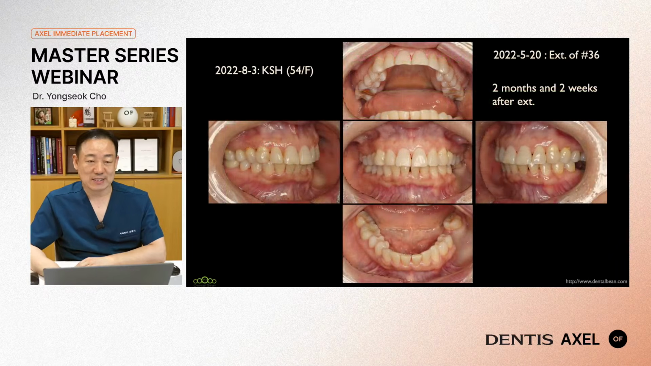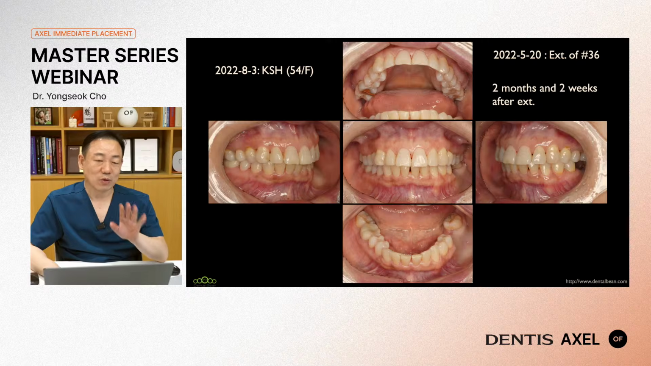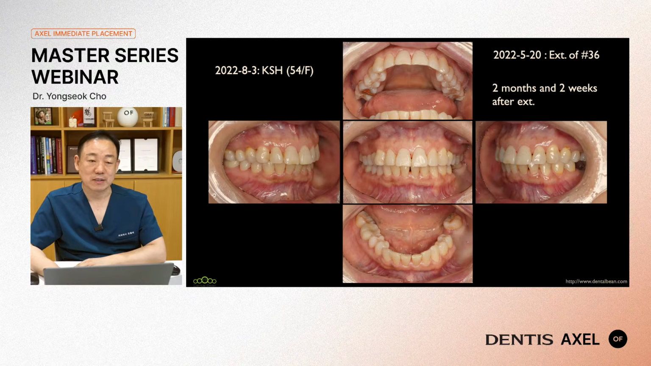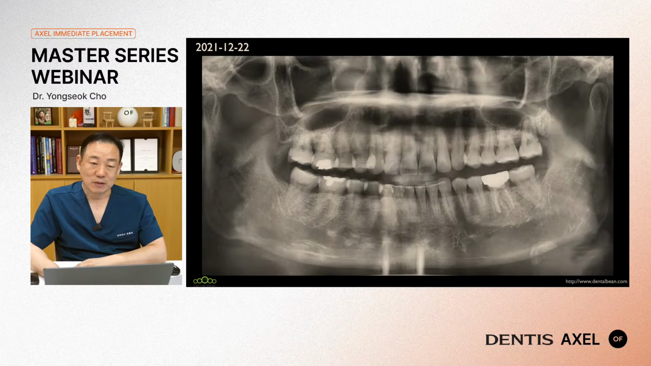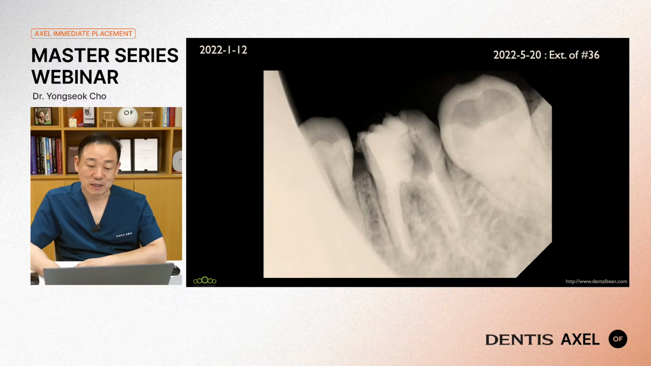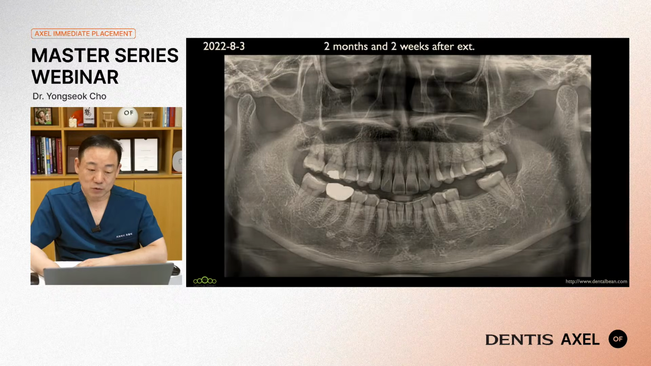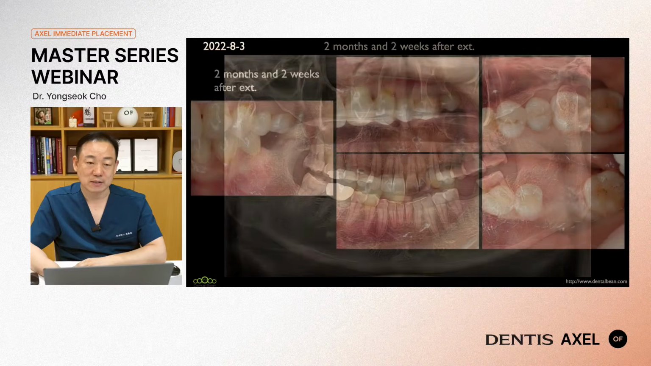I will show my last case. Although this is not a late implant case, it is an early implant case, which is a type 1 extraction socket, so immediate was also possible. Periodontally affected mobile tooth with apical lesion. And 2 months and 2 weeks after extraction, it looks well healed. Healing looks very nice.